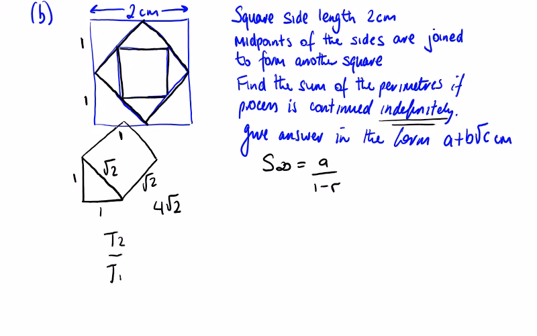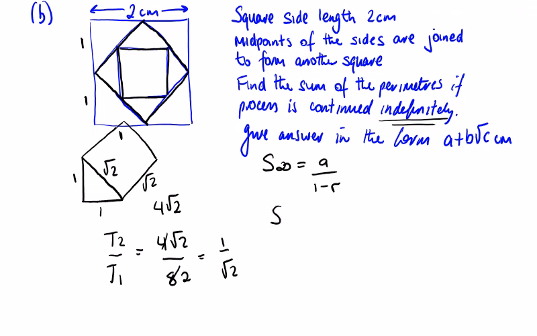Term 2 over term 1 is 4 root 2 over 8, which is just going to be, not, I'm thinking 8 and writing, should be writing root 2. So 4 root 2 over 8, which is root 2 over 2, which is equal to 1 over root 2 or root 2 over 2, whichever you prefer to use.